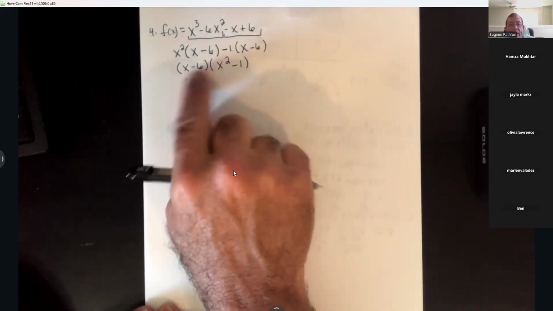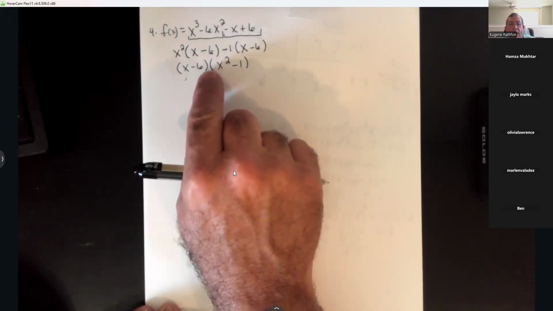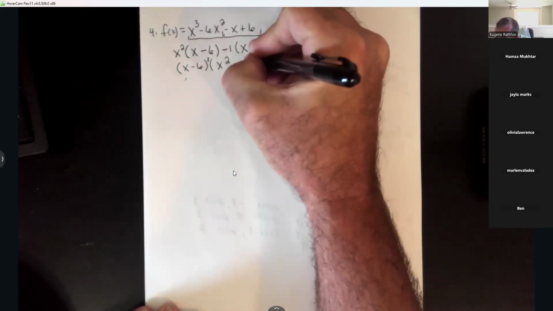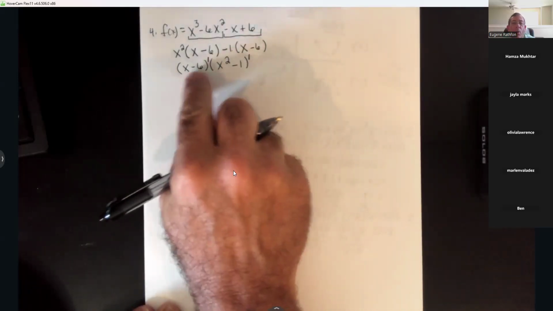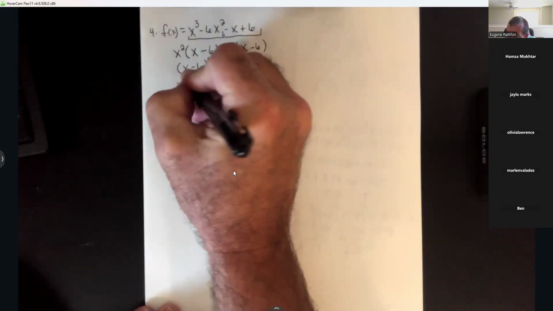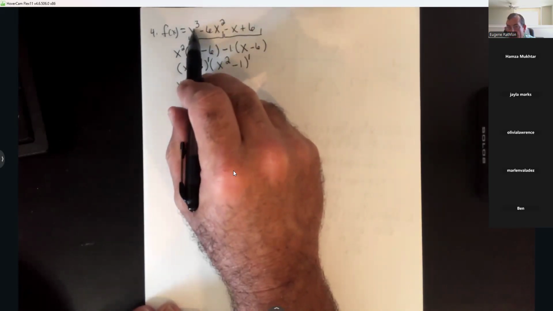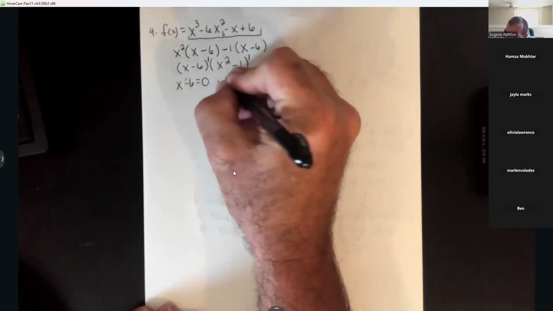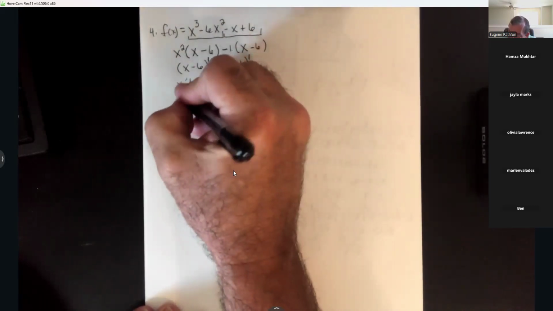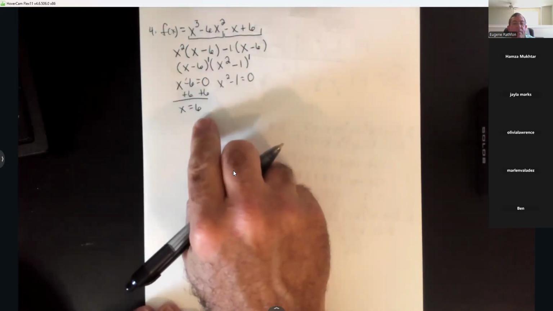At this point, I'm going to set each of my factors to 0 so that I can solve them. Now, neither of these have an exponent on the outside, so we treat the exponent like a 1. So all my zeros will have a multiplicity of 1 on this one. And y'all remember, you need 3 zeros because that had an x to the third, okay? And then I'll set x squared minus 1 equal to 0. So y'all, the first one, I'm just going to add 6 and be done. So we get x is a positive 6.